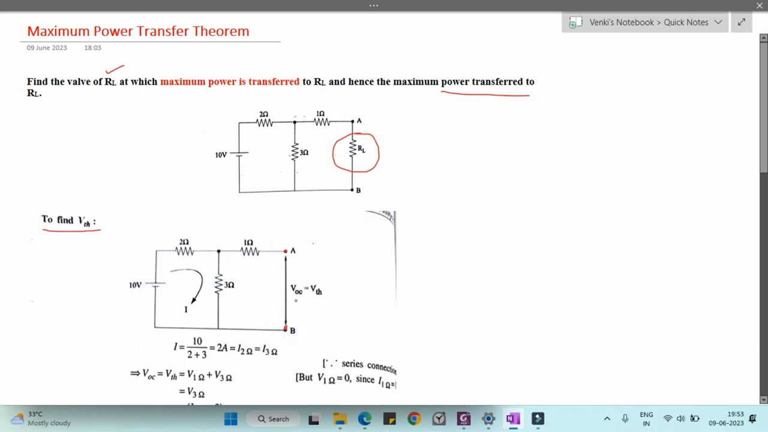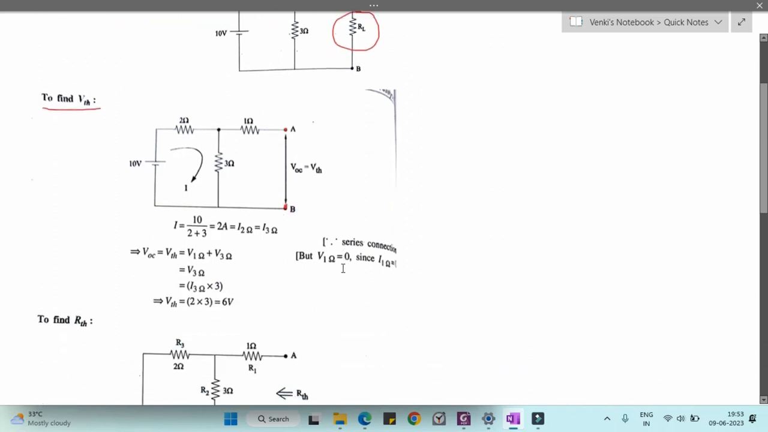It is similar to Thevenin's theorem. Here we need to calculate the V Thevenin across these AB terminals. If you see here, we have only one closed loop and the second one is not a closed loop. There is no closed path, no connection in between A and B. So we have only one closed loop, this one, and we need to calculate the current I.